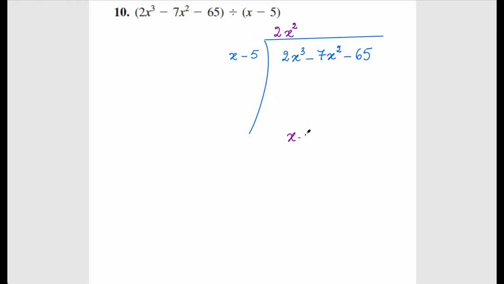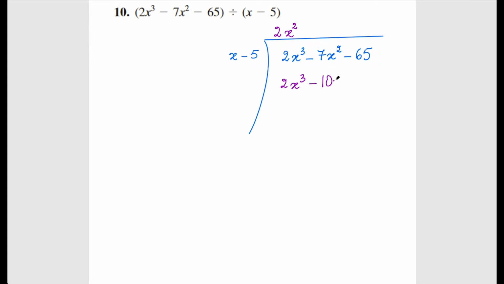If you are multiplying x with x squared, multiplying two exponential expressions with the same base, you keep the base and you add the powers. 1 plus 2 is 3, right? So x squared times x is going to give you x cubed. Now check the whole purple term, 2x squared. If you multiply this with x, you're going to get 2x cubed. Let's do it. That times that is going to be 2x cubed. And that times the negative 5 is going to be negative 10x squared, right?